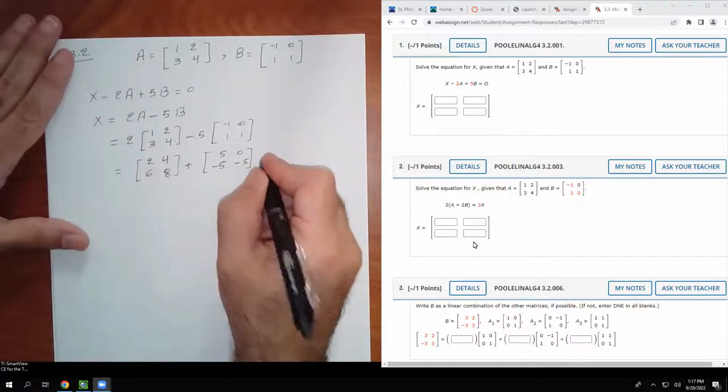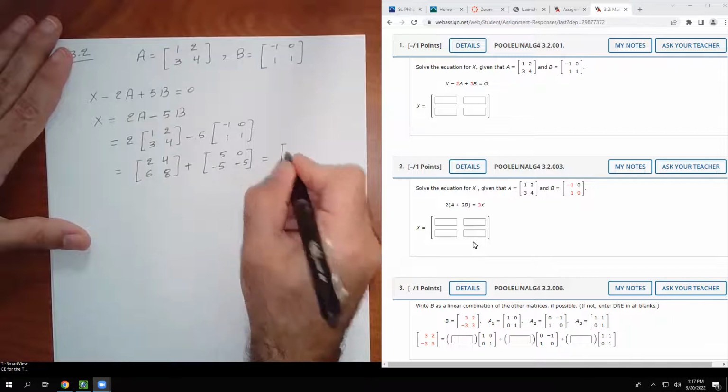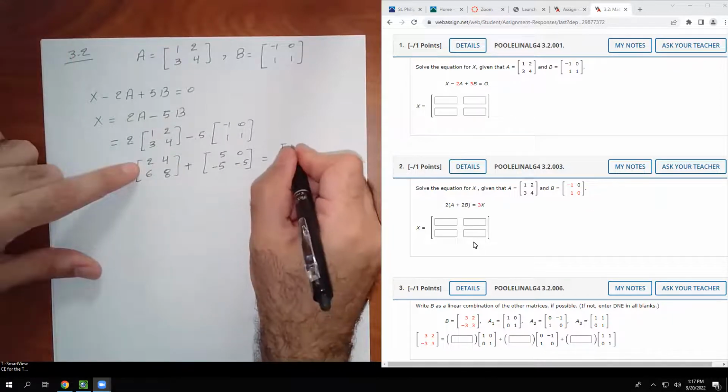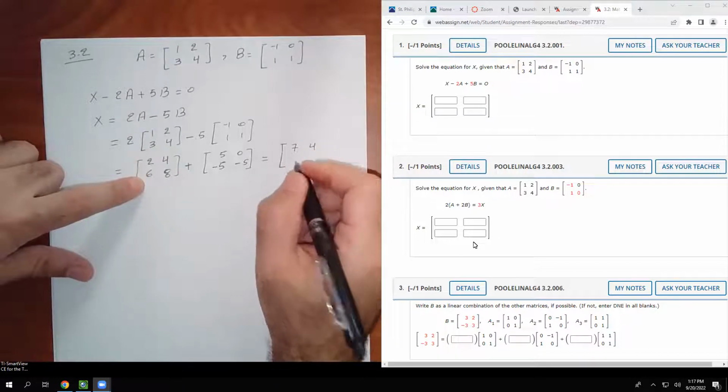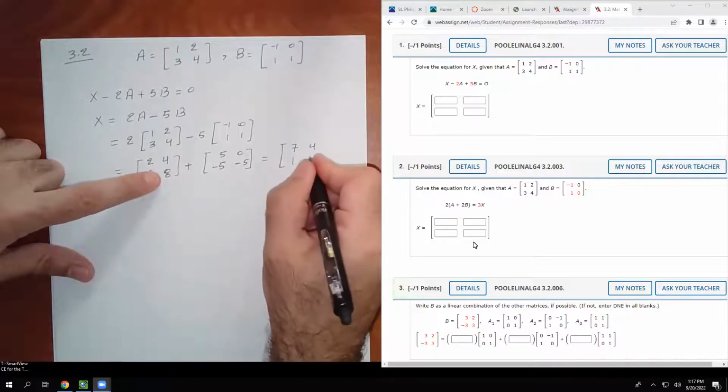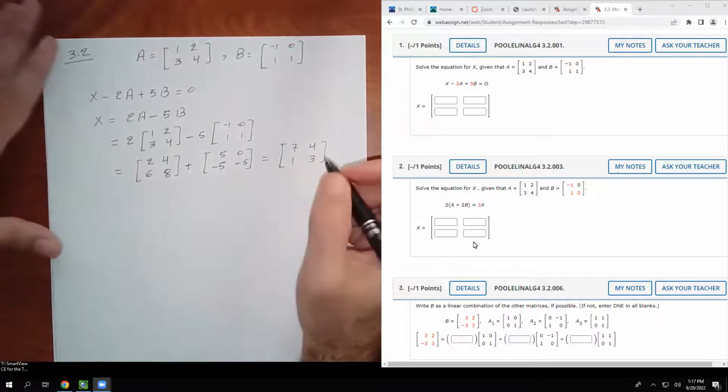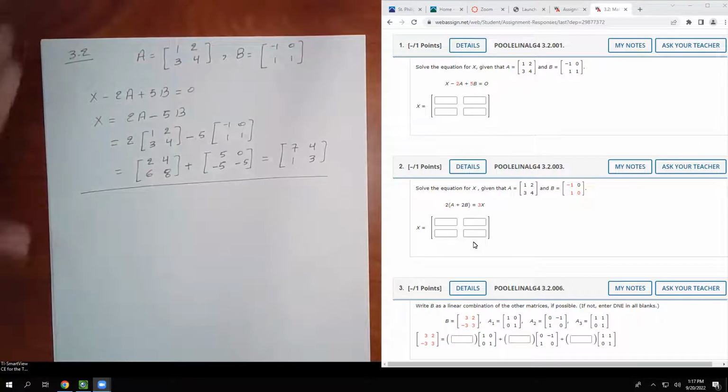Then you're going to add. That means the result is going to be 2 plus 5, 7, 4, 6 minus 5 is going to be 1, 8 minus 5 is going to be 3. That's it.